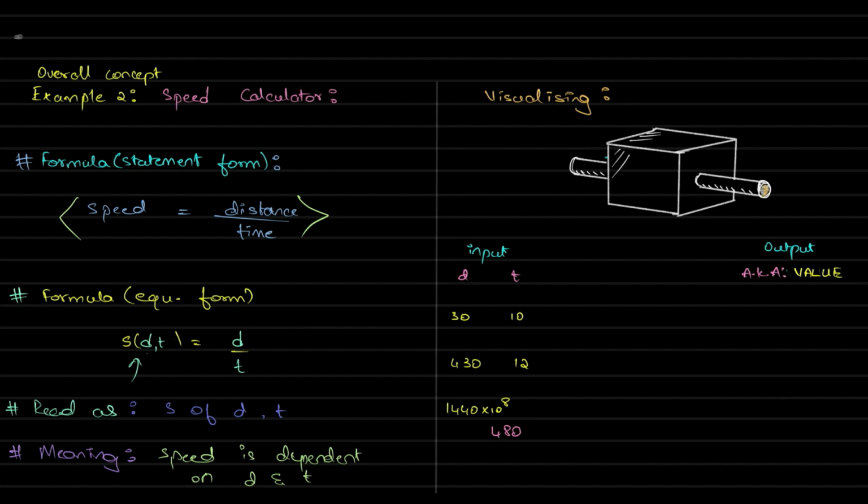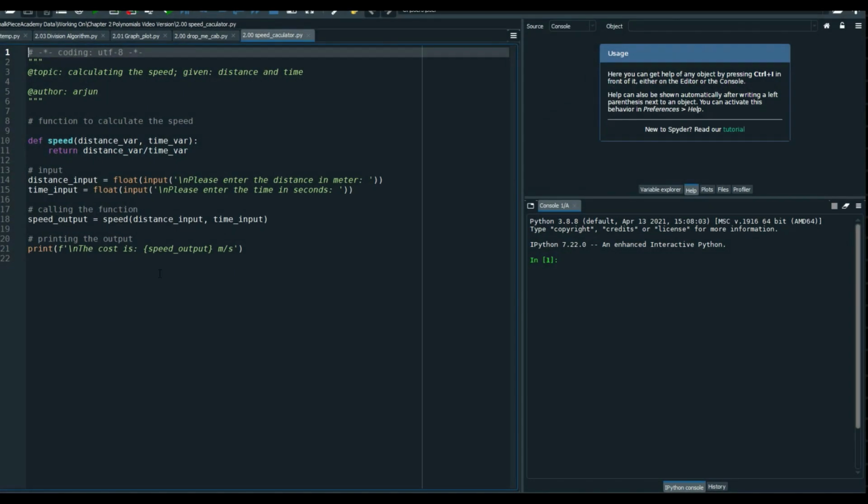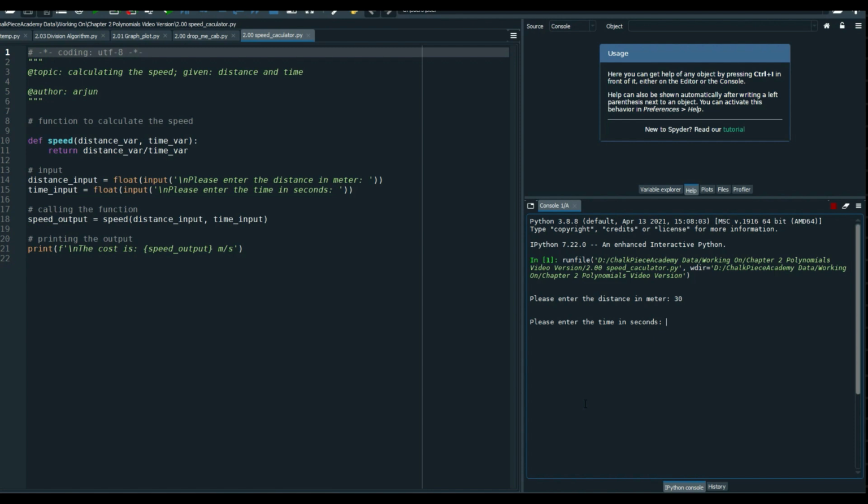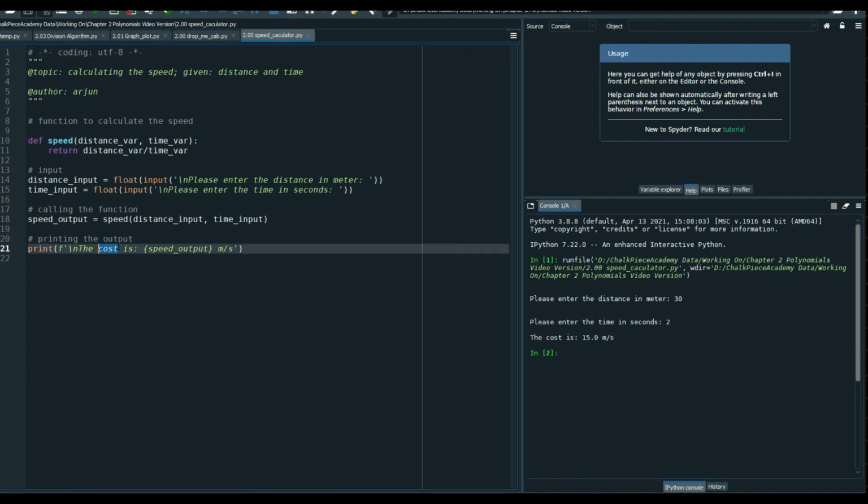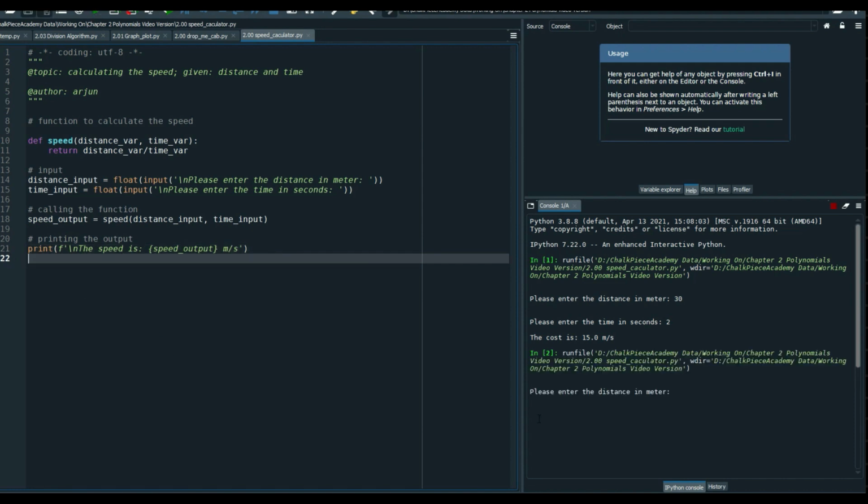We are trying to understand it a bit more, so let's code it. Obviously I've coded it before itself. Now let's execute it, calculating the speed given the distance and time. Please enter the distance in meters. We have, say, 30 meters being covered in 2 seconds. Let's redo that. We have distance 30, time is 2 seconds, and we have 15 meters per second.